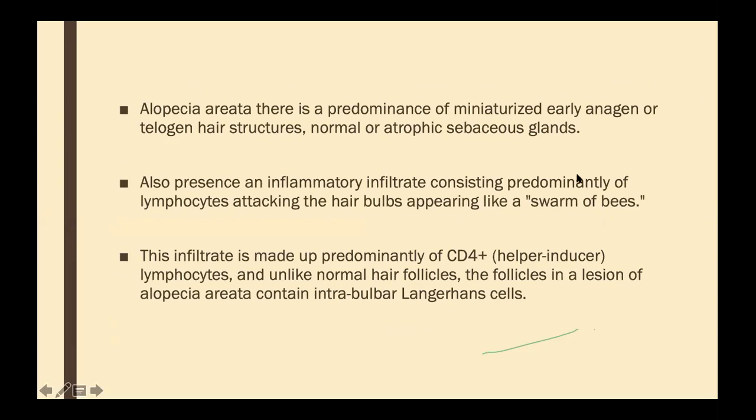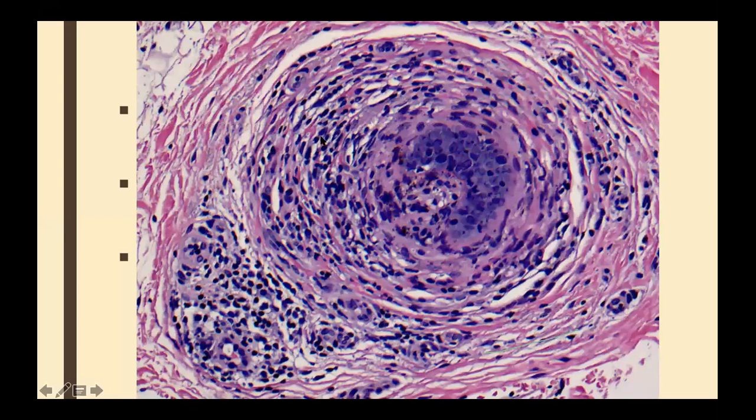And as we know, there is a predominance of miniaturized early anagen-like hair structure, normal or atrophic sebaceous gland. Also, the presence of inflammatory cells, mostly consisting of lymphocytes attacking the hair bulb, appear as a swarm of bees. Always remember alopecia areata and the swarm of bees. And the infiltrate is mainly CD4 cells, the helper cell lymphocyte, and unlike the normal hair follicle, they are usually around the intrabulbar with the Langerhans cell. Okay, as we see here, the swarm of bees around the hair follicle.